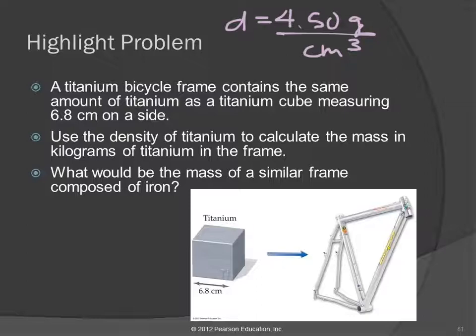So we're looking at a bicycle frame, and we want to know the mass of the titanium in that frame. It's telling us that it has as much titanium in the frame as in a cube that is 6.8 centimeters on a side. Could we figure out the volume of the titanium? Yeah. The volume of a cube is the length times the width times the height, which is all the same. So it's 6.8 times 6.8 times 6.8. So the volume is 6.8 centimeters times 6.8 centimeters times 6.8 centimeters.